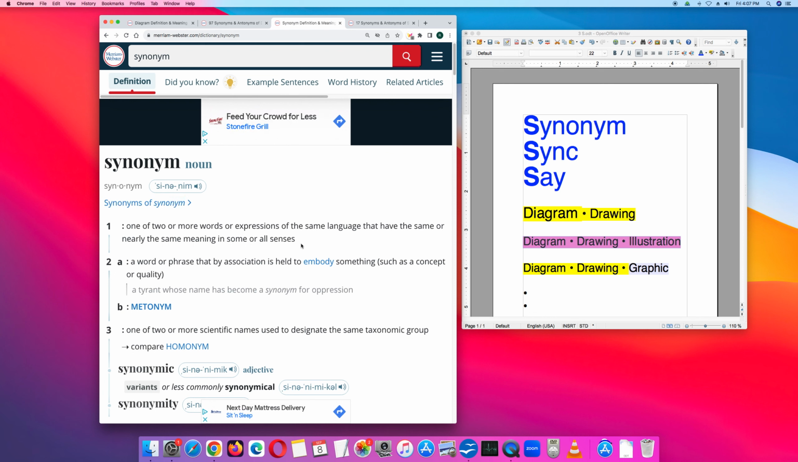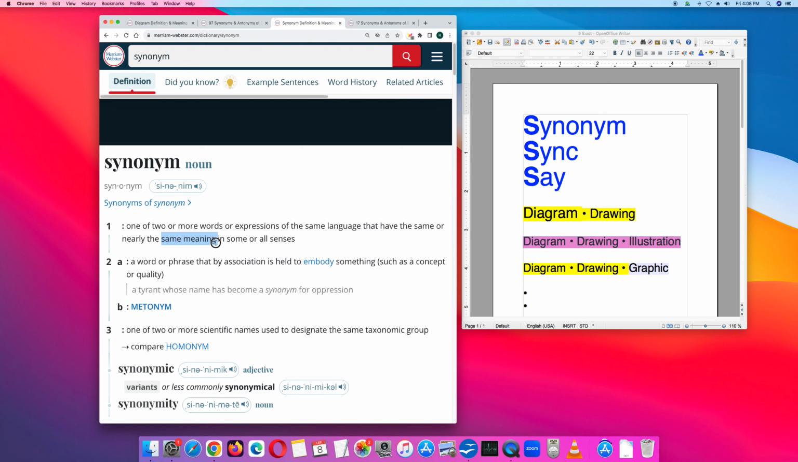So look at the definition and extract the keywords. Synonym, definition 1: one of two or more words or expressions of the same language that have the same or nearly the same meaning in all senses. Definition 2: a word or phrase that by association is held to embody something such as a concept or quality. Okay, that's not relevant. So only definition 1 is relevant. And within definition 1, this "same meaning" keyword is perfect. So this is how I would do it.